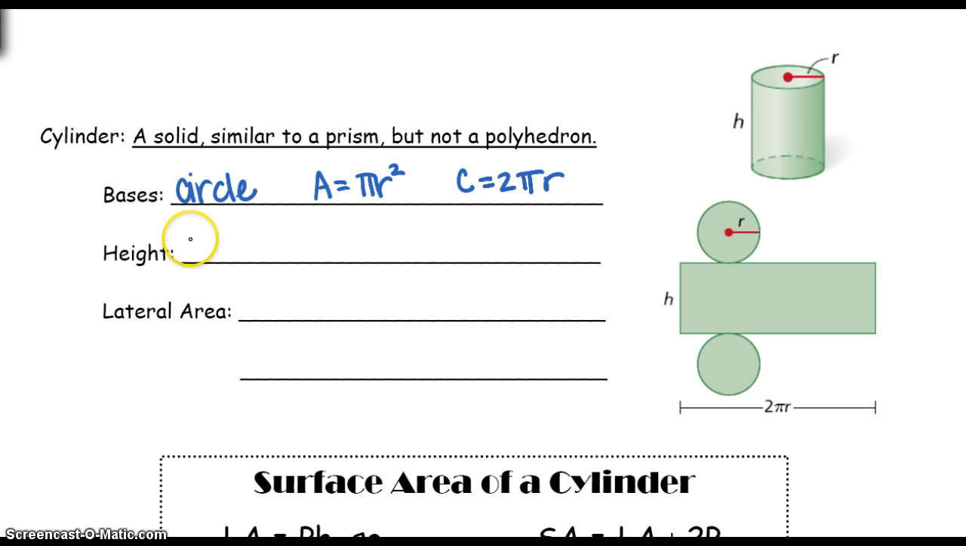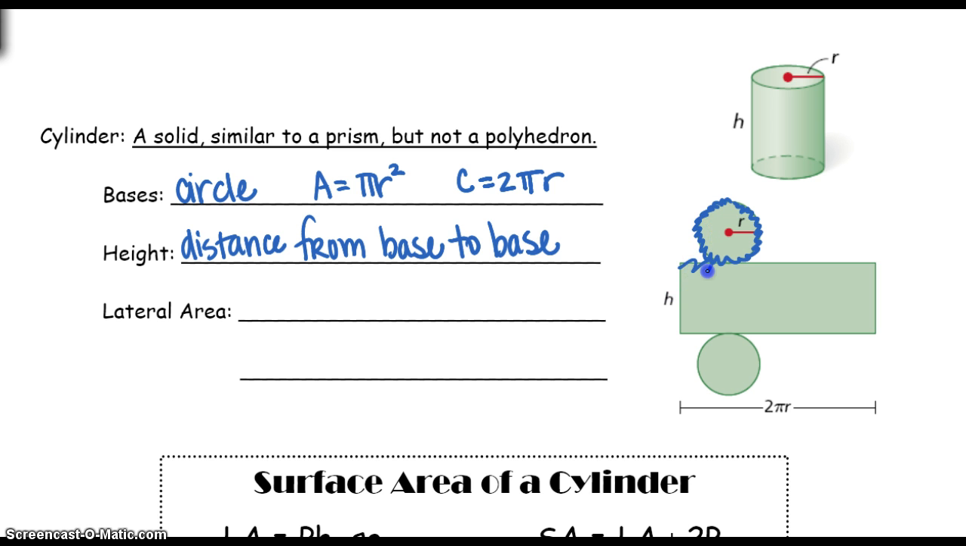All right, height is still the same. It's the distance from base to base. Okay? And the lateral area here is going to be the exact same thing. If I take this circle and this distance right here, if I unfurl it, if I take it apart, it will be this length right here, okay? So the perimeter of that circle is this right here. Think about it. If I put this back together, it would snug right up next to that, right?